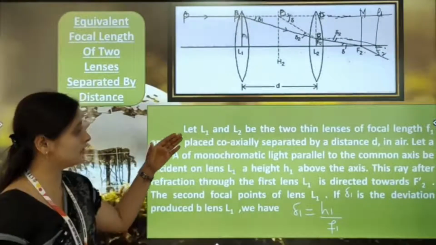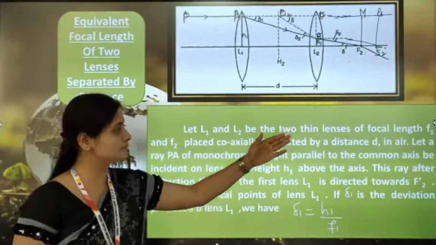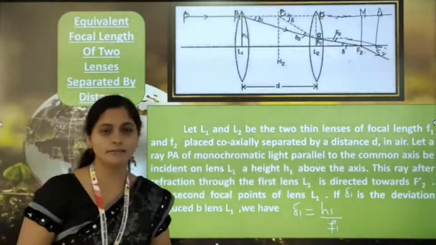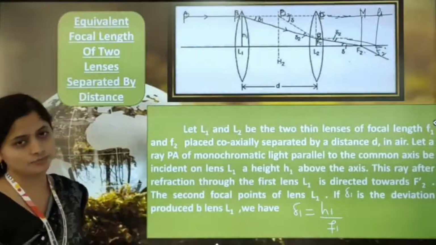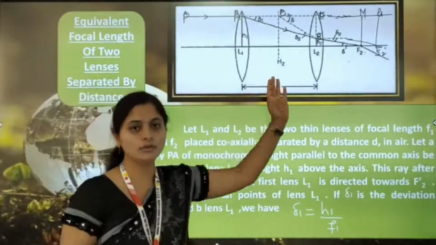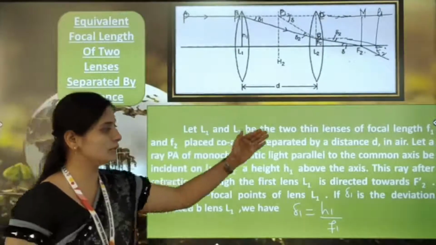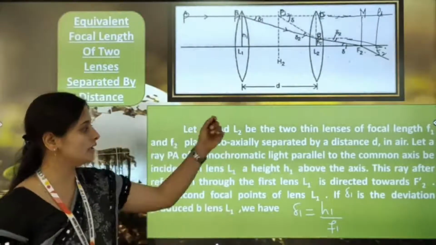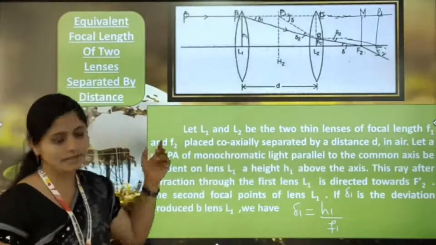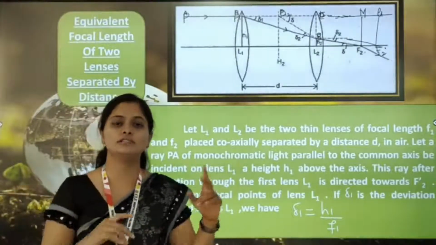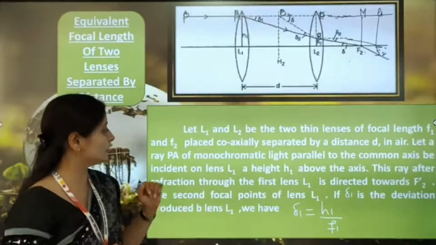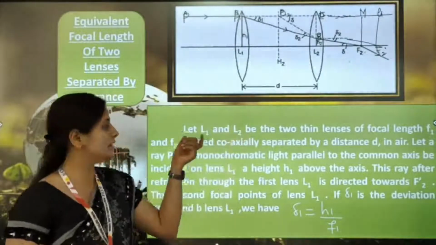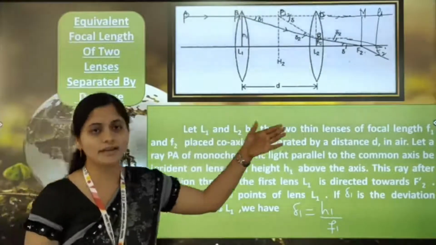Let L1 and L2 be two thin lenses of focal lengths F1 and F2, placed coaxially and separated by a distance d. Which type of lenses are these? Two thin lenses, L1 and L2, having focal lengths F1 and F2. Placed coaxially means they are placed on the same axis, and separated by a distance d.